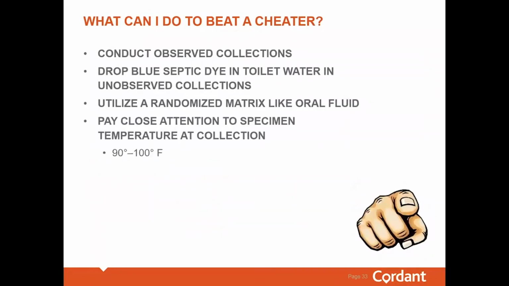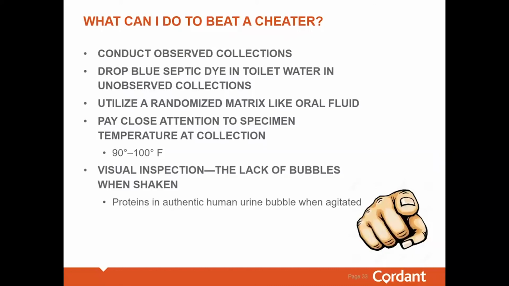Next, pay very close attention to specimen temperature at collection. A sample should be between 90 and 100 degrees Fahrenheit immediately after collection. If the sample is not, discard it and ask the individual to provide an additional sample. Visual inspection: shake the sample around and see if it bubbles. Proteins in authentic human urine bubble when agitated, so the lack of bubbles when shaken is a sign it could be a substitution. Finally, check for unusual colors or odors.